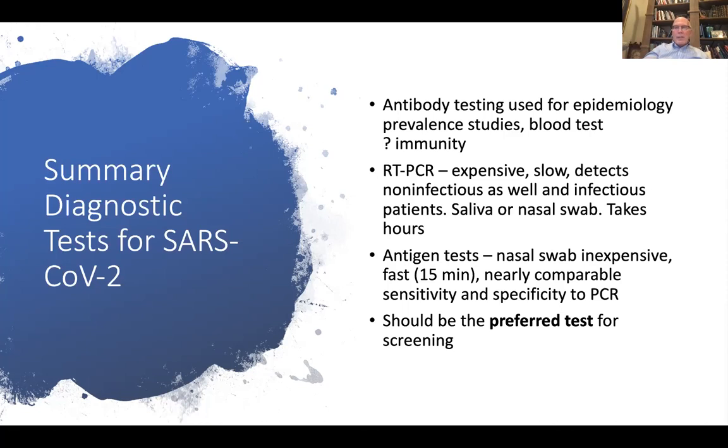The antigen test also needs a nasal swab. It is fast. It takes 15 minutes, with nearly comparable sensitivity and specificity to PCR. And it's the preferred test for screening because of the rapid turnaround. And once the virus has died out, it will not be positive the way PCR is.